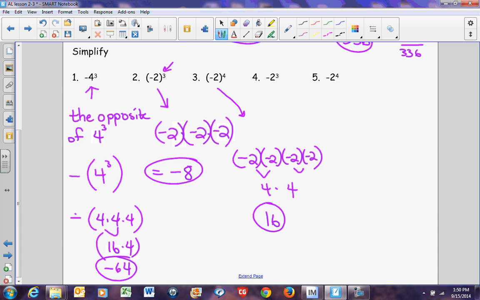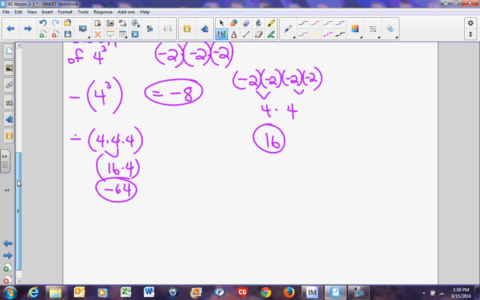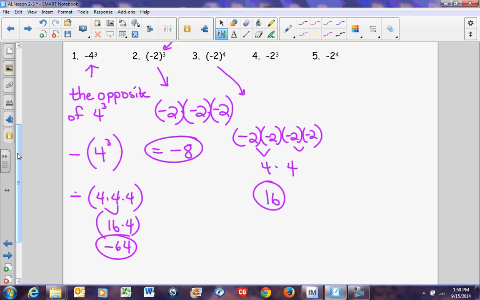It says the opposite of 2 to the 3rd. Okay? So if we look at problem number 4, I'm going to highlight this for a moment. Here's problem number 4. It's different from problem number 2. They look similar, but they're very different. Here's the answer to problem number 2.